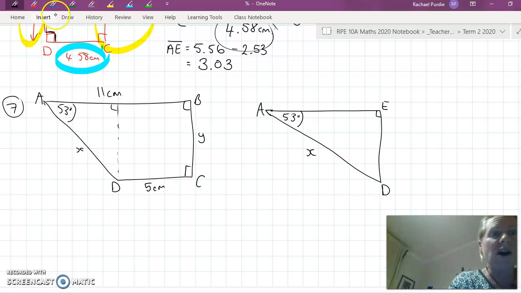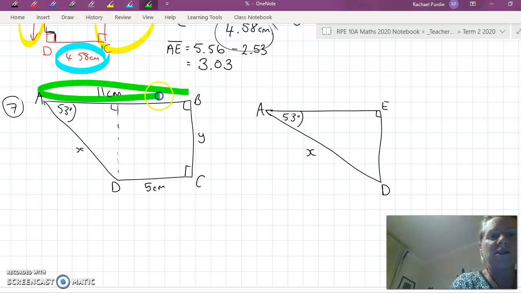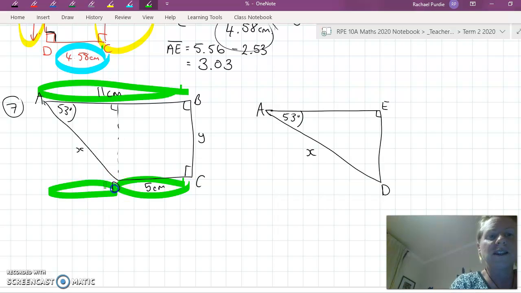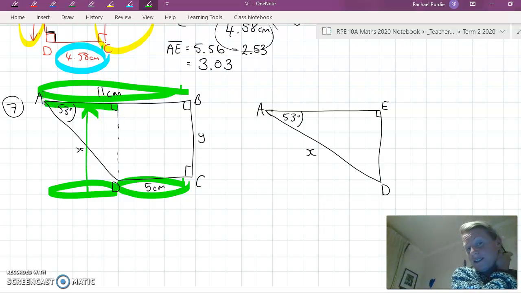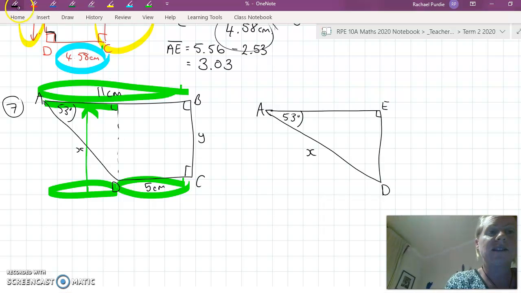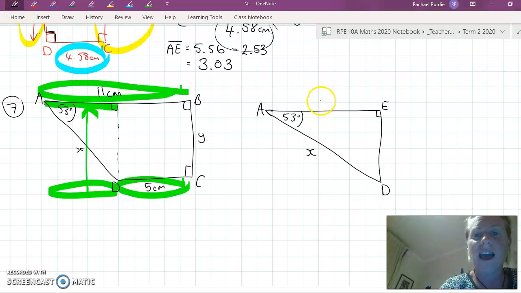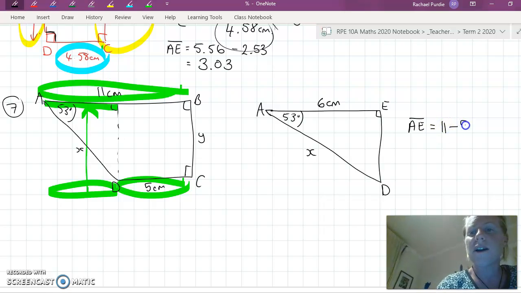We knew that the whole distance along here is 11 centimetres and that this is 5 centimetres, which means that this distance along here, which is going to become this distance, must be 6, because 11 minus 5 is 6. So we actually know the length AE is 6 centimetres. And feel free to explain yourself by writing something like this: AE equals 11 minus 5.